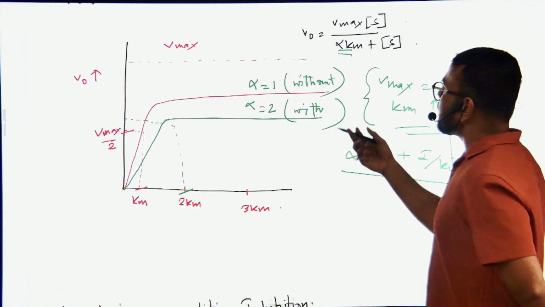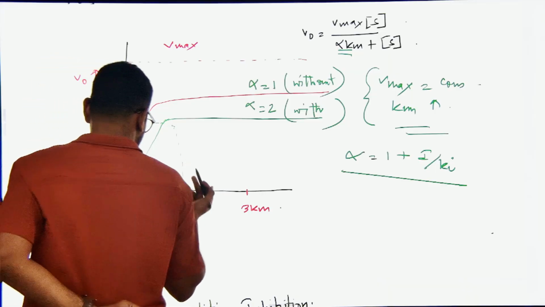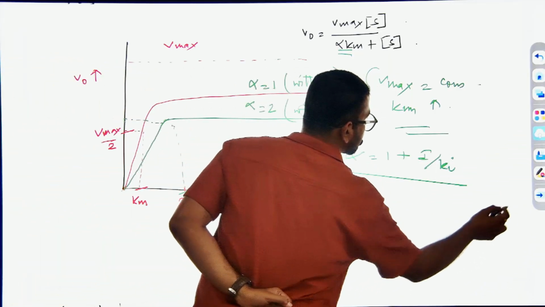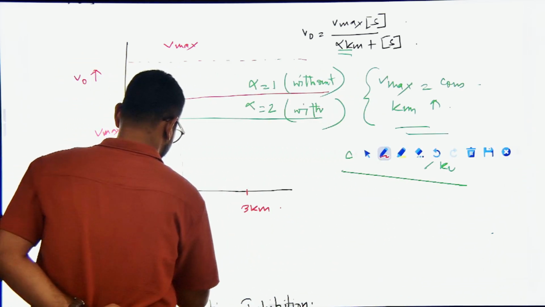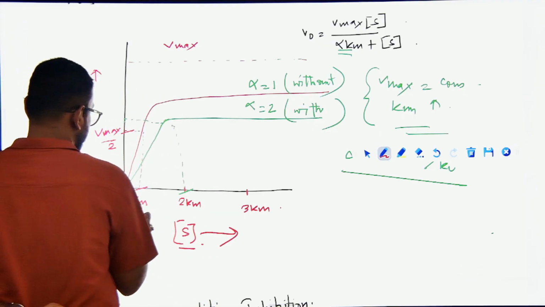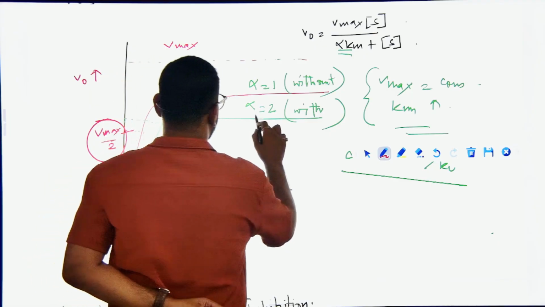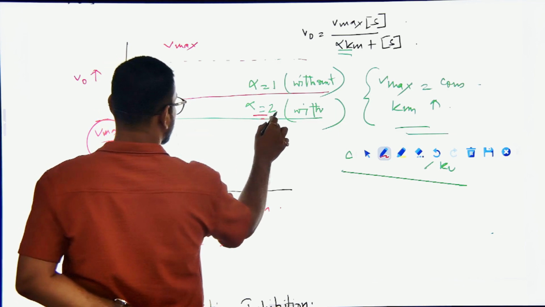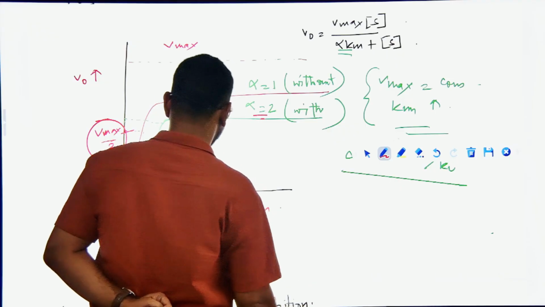Sometimes a question may occur in this manner also, where on the x-axis we have V naught, and on the y-axis we have substrate concentration. So substrate concentration is Km when V equals Vmax by 2. Substrate concentration is 2K when alpha equals 2, that means with inhibitor, and simultaneously it can go on.